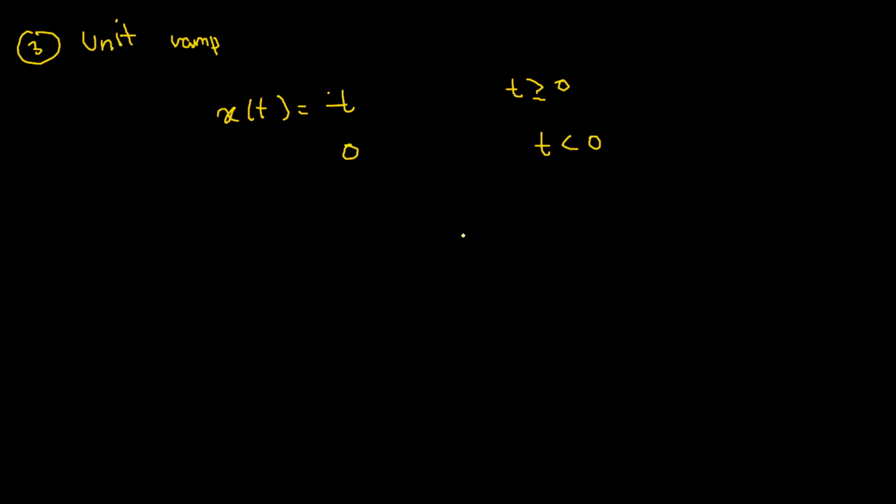So the last type of function that we'll be learning about is the unit ramp signal. Here, x of t is equal to t at t greater than or equal to 0, and it's 0 at t less than 0. So this is how the graph for the unit ramp function looks.